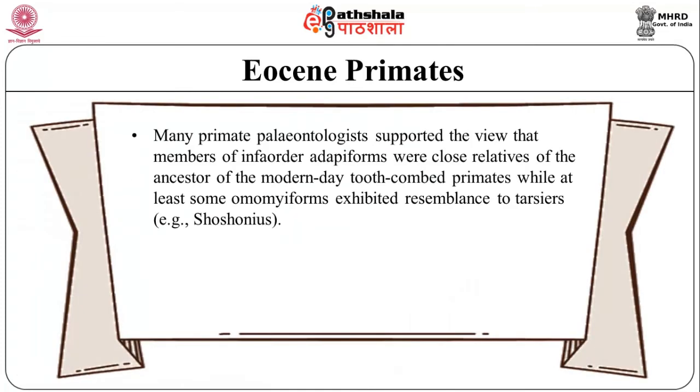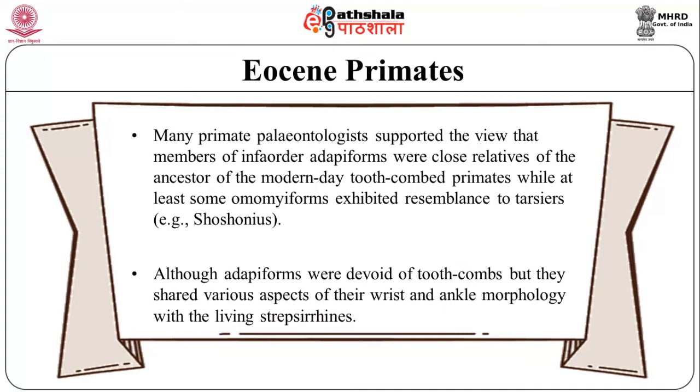Many primate paleontologists supported the view that members of infraorder Adapiformes were close relatives of the ancestor of the modern-day tooth-combed primates, while at least some Omomyiforms exhibited resemblance to tarsiers, that is, Necrolemur. Although adapiforms were devoid of tooth combs, they shared various aspects of their wrist and ankle morphology with the living Strepsirrhini.